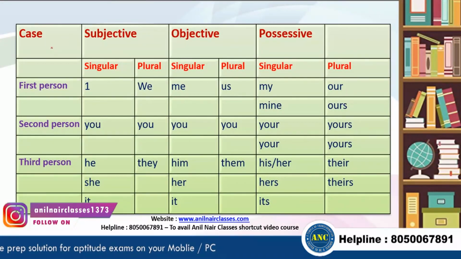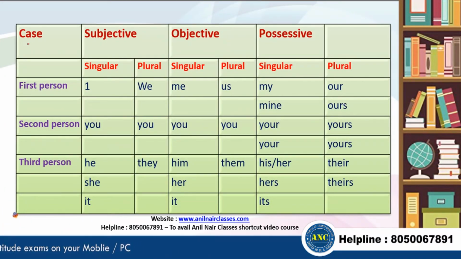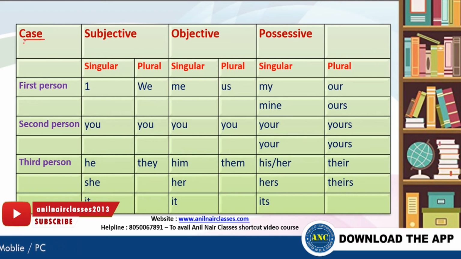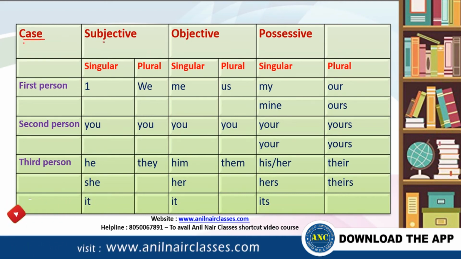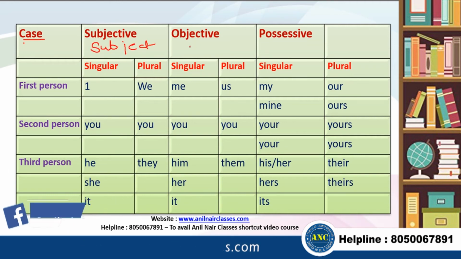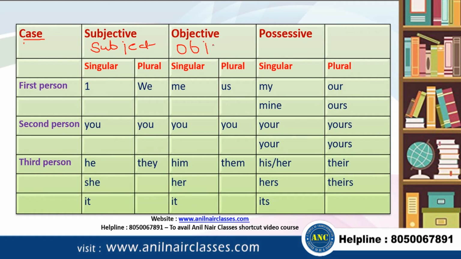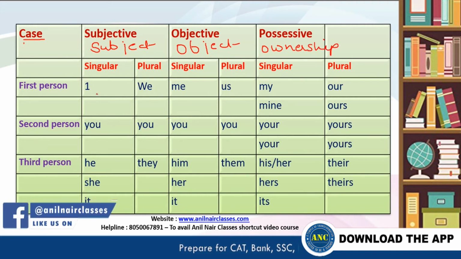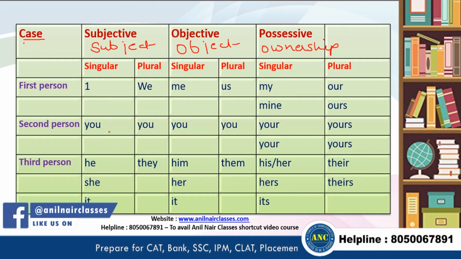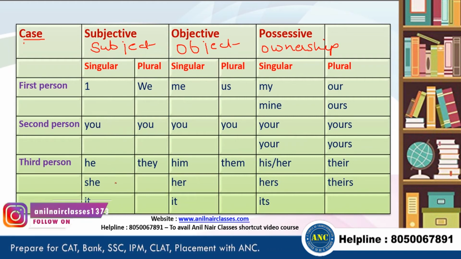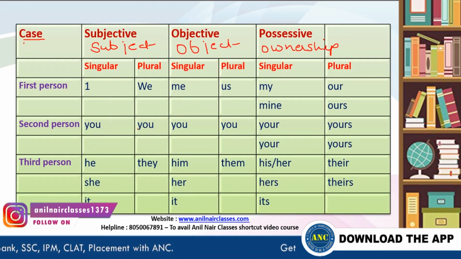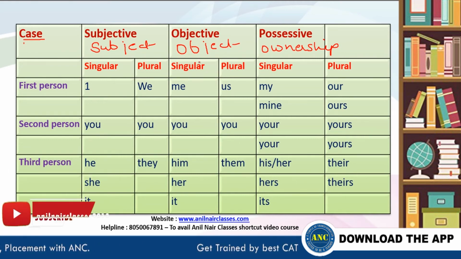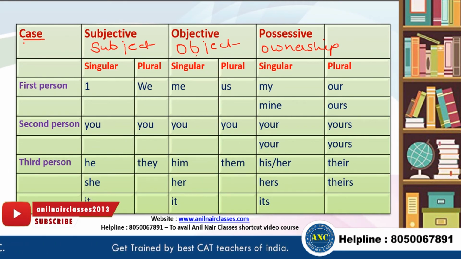Now, as I told you, because pronouns are used instead of nouns, you will have the case for the pronouns also. Subjective case means when it is functioning as the subject. When it is functioning as the object, we call it the object case. Possessive case shows the ownership of any particular noun. So first person singular I, plural we, second person you, third person he, she, it is singular and they is plural. So now the objective case is when the pronoun is acting as the object.